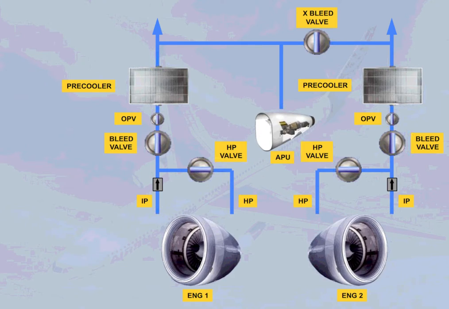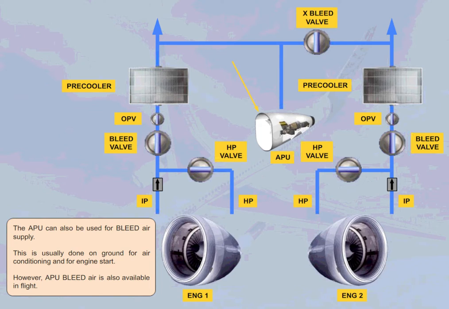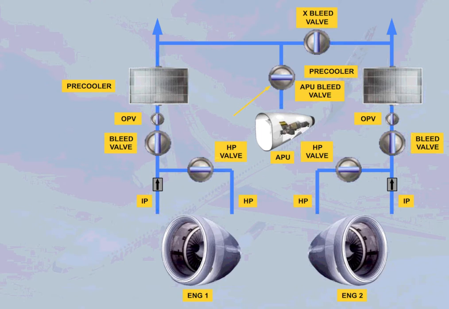The APU can also be used for bleed air supply. This is usually done on ground for air conditioning and for engine start. However, APU bleed air is also available in flight. APU bleed air is controlled by the APU bleed valve, which operates as a shutoff valve and will be kept open by the electronic control box, ECB, as long as the altitude is lower than 25,000 feet when climbing or 23,000 feet when descending. Note: a non-return valve protects the APU compressor against a reverse flow from another supply source. Should the APU not be available, two high-pressure ground power units can be connected. This completes the pneumatic system.